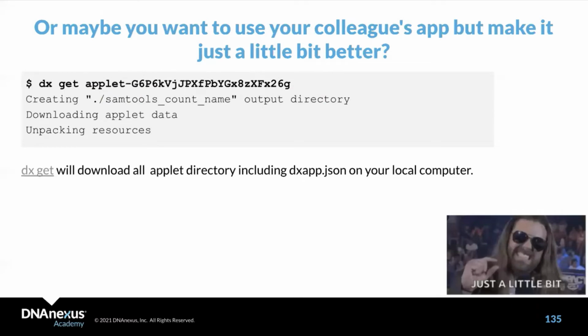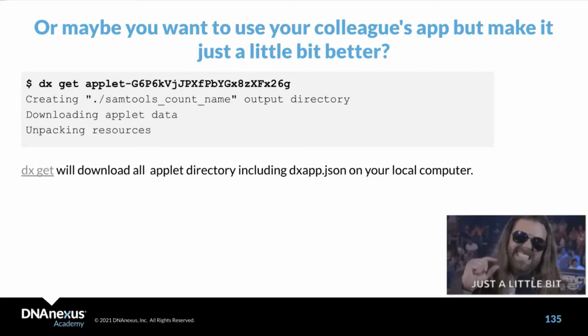So this was the example of how you can create your applet from scratch. But what if you just want to use, for example, an existing applet and make it just a bit better? What I can do is use dx get, and then I can provide the ID of an applet which is already created. And this will download it to my local machine. The directory in this example is sumtools_count_name. It will download everything. I can then customize the code, and I can then customize the JSON file.